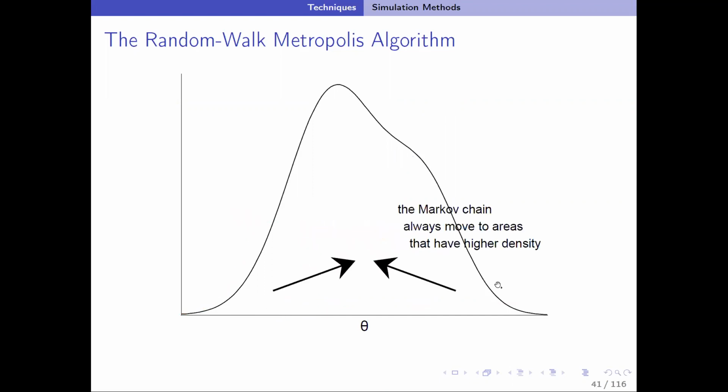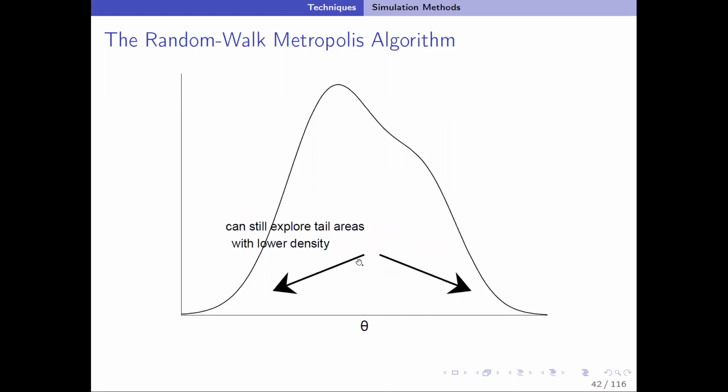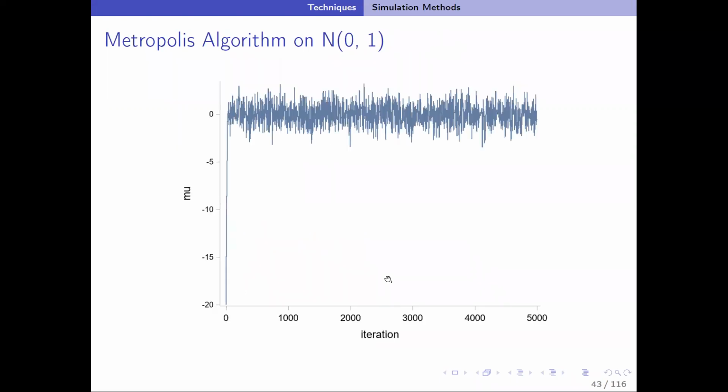So in other words, the Markov chain always moves to areas that have a higher density, but it still explores the tail area with low density. So it enables a Markov chain to traverse the entire parameter space. It mostly stays here because the density is high, and it sometimes has to go to the tail, with corresponding probability. And you don't need to know anything about this distribution.